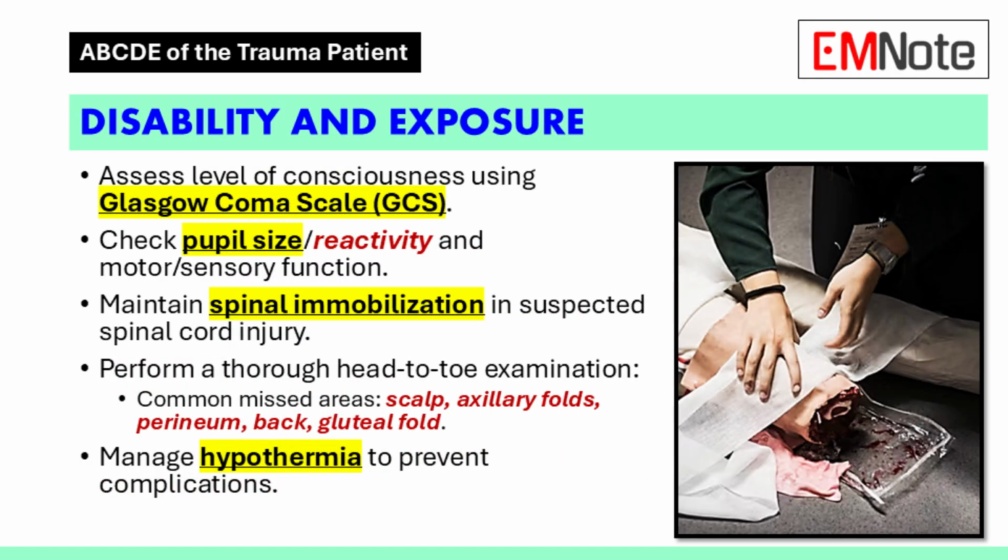Disability and exposure. Assess the patient's level of consciousness using the Glasgow Coma Scale. Evaluate pupil size and reactivity, as well as gross motor function and sensation. Suspect spinal cord injury in relevant cases and maintain spinal immobilization. Look for lateralizing signs and determine the sensory level. Complete undressing is necessary for a thorough head-to-toe examination. Common missed areas include the scalp, axillary folds, perineum, back, gluteal fold, and posterior scalp.